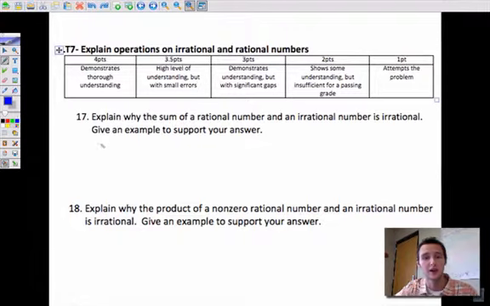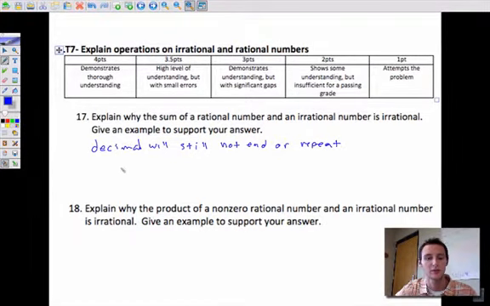Number 17, explain why the sum of a rational number and an irrational number is still irrational, and then give an example to support your answer. So the sum of a rational number and an irrational number will still be irrational. You could give a reason like because the decimal will still be never-ending or not repeating. So the decimal will still not end or repeat.